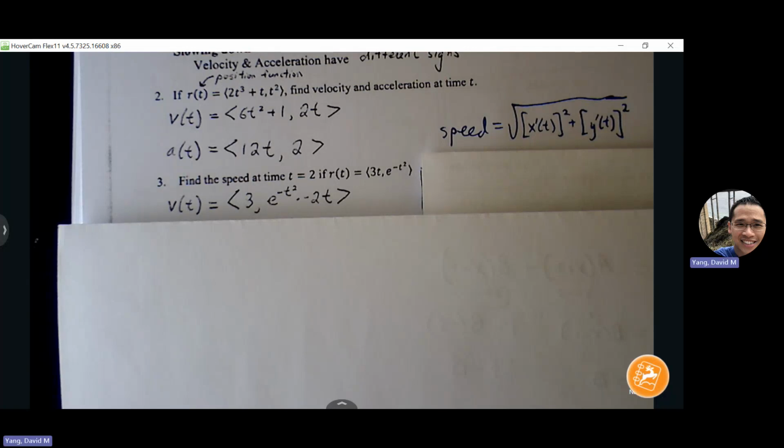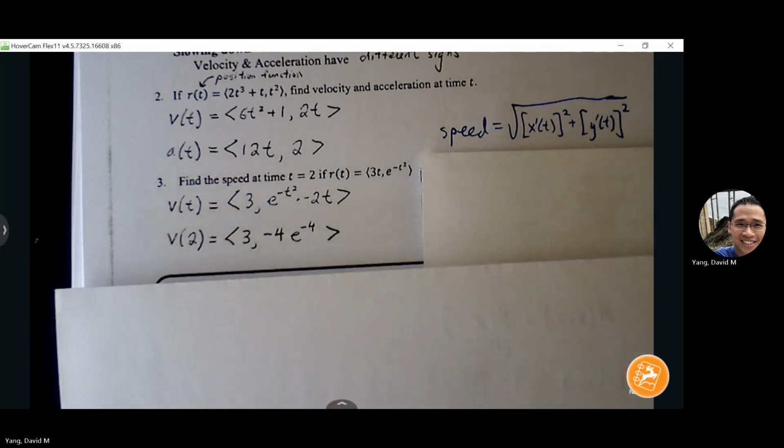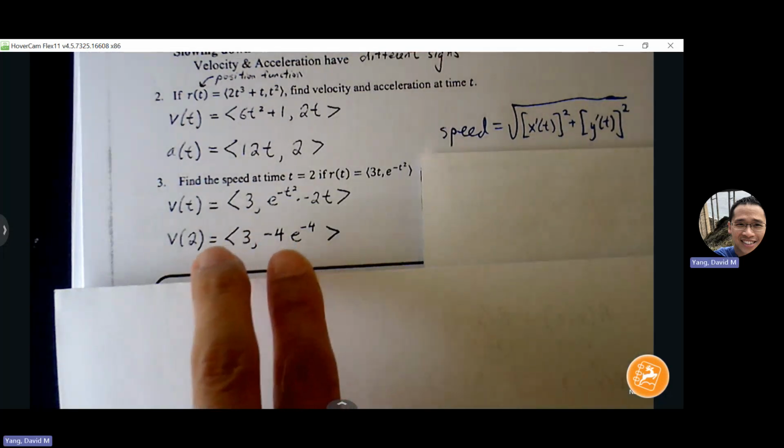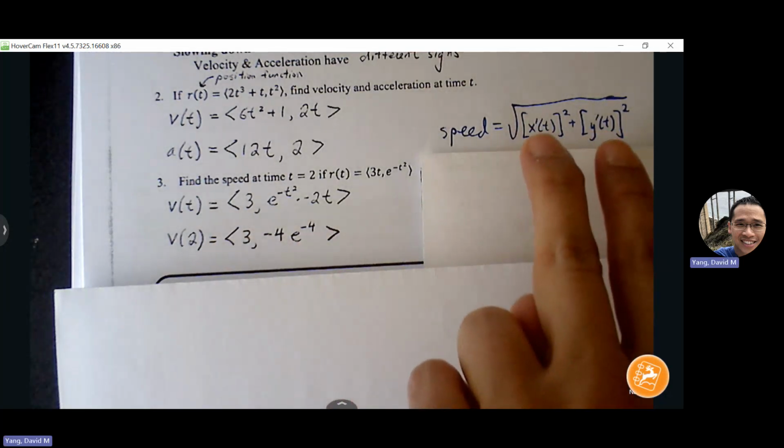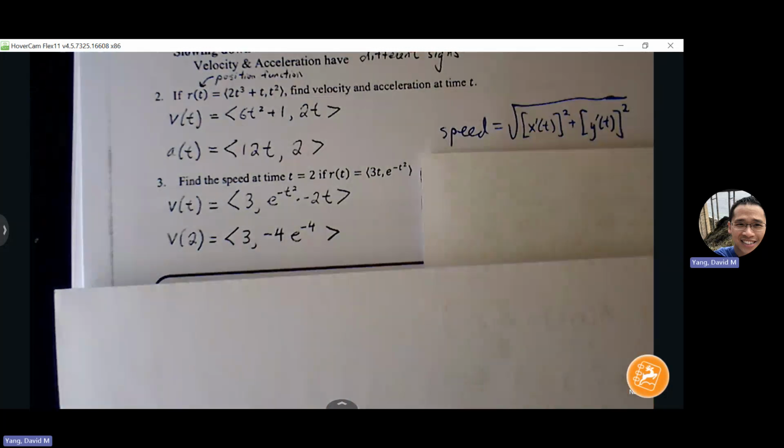Okay, so v of t is just the derivative. 3t becomes 3. E to the u becomes e to the u times u prime. We can find v of 2. And we can take our x prime and y prime, insert it into our square root formula, and get our speed.